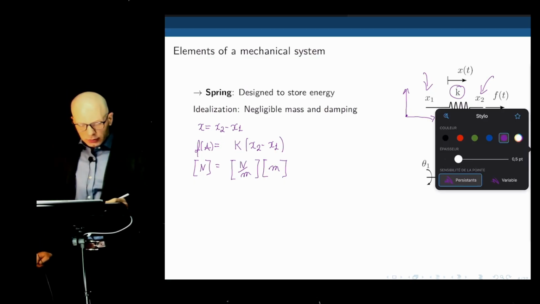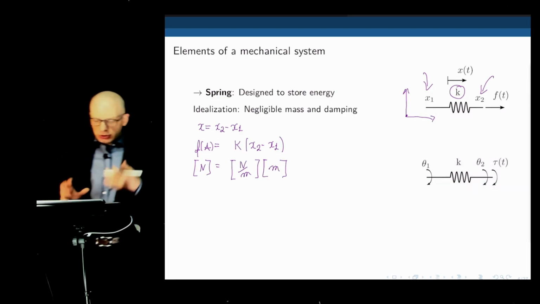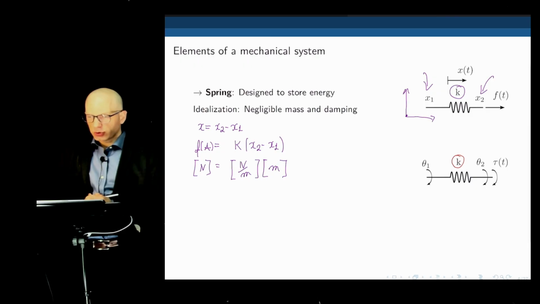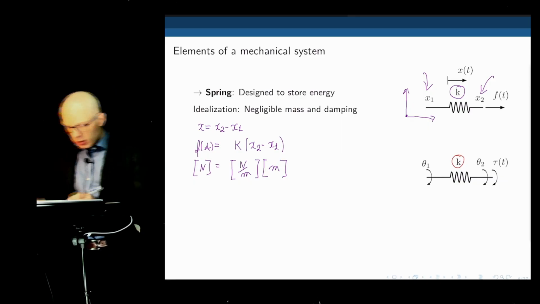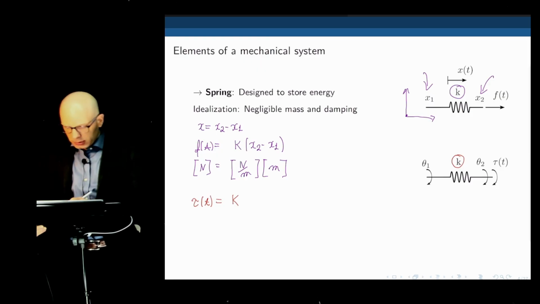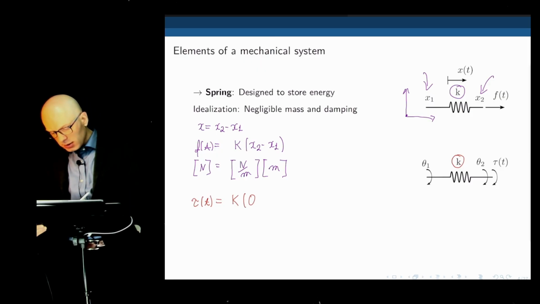We can now move on to the equivalent in a rotational system. Instead of a linear stiffness, we have a torsional stiffness. And instead of force, we have torque. Instead of linear displacement, we have angular displacement, theta 1 and theta 2. So we can do the same now. The torque produced by the spring, tau, is the stiffness of the spring times the relative angular displacement, theta 2 minus theta 1.